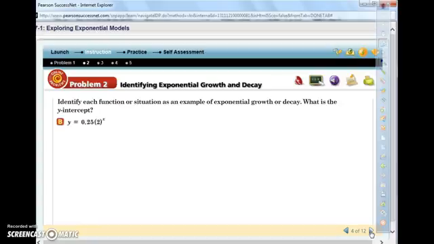Part B is the function y equals 2,500 times 2 to the x power, an example of exponential growth or decay? What is the y-intercept? b is greater than 1. Since the value b is greater than 1, the function represents exponential growth. The y-intercept is the value of a, which is 2,500.